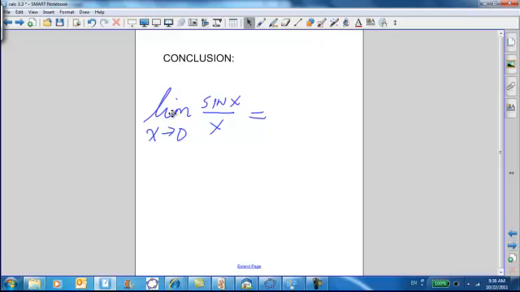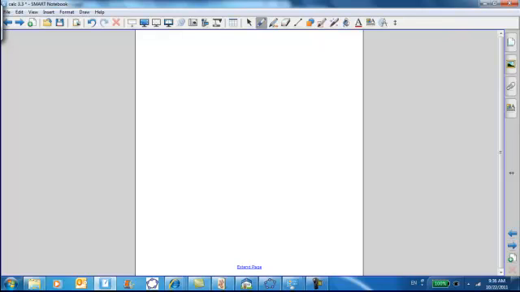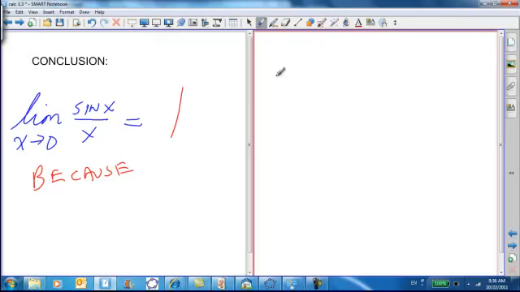So in conclusion, the limit as x goes to 0 of sine x over x, we can say equals 1, because there are three ideas you have to look at in the squeeze theorem. First, sine of x over x was in between two functions. That is, it was above the cosine of x, but below the secant of x.